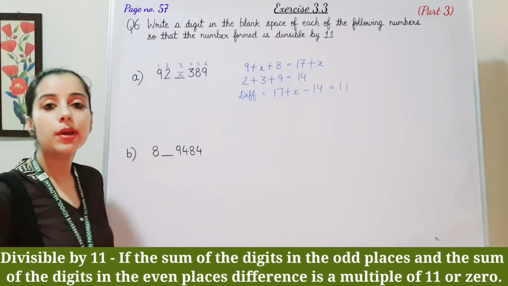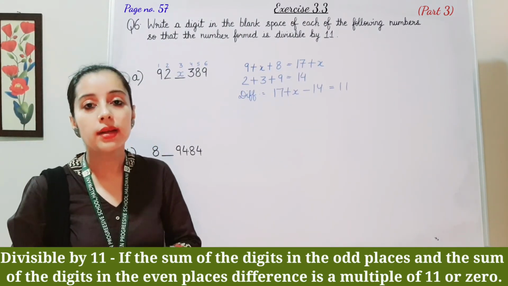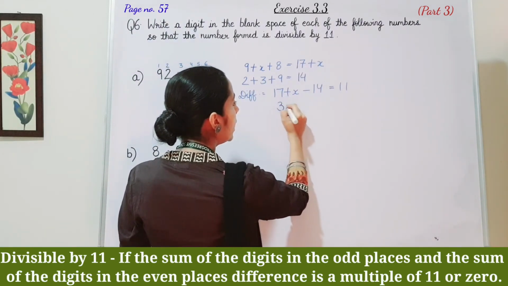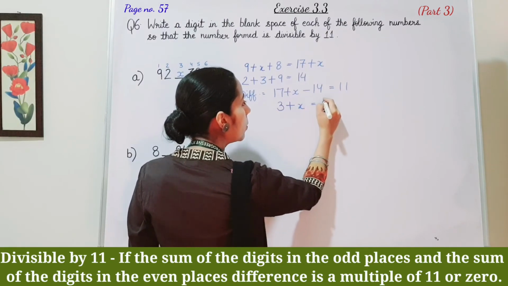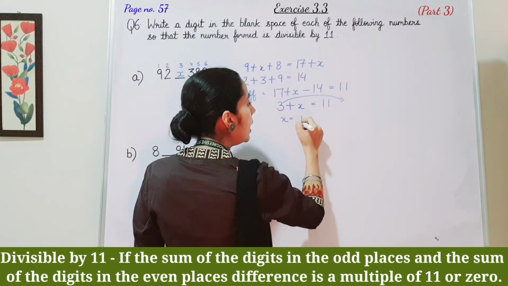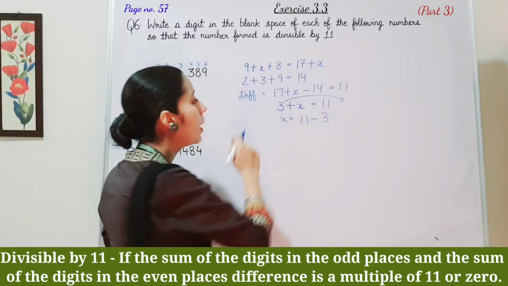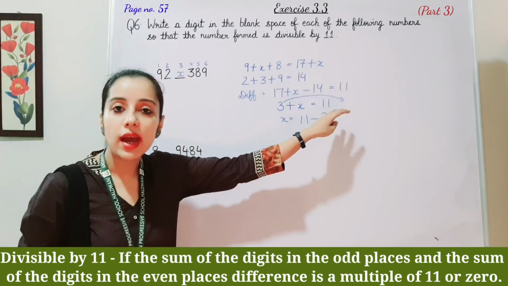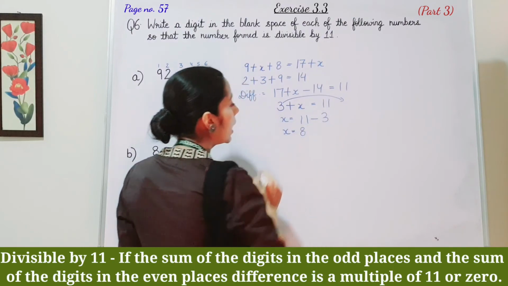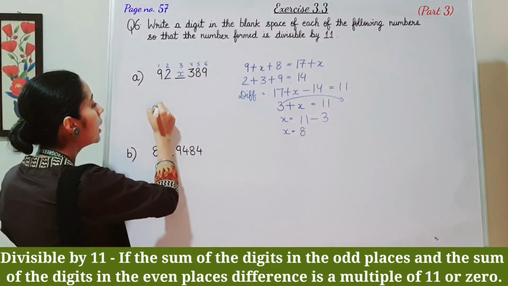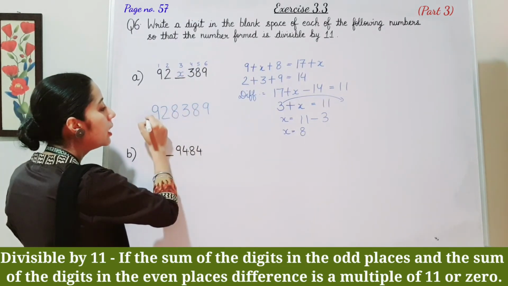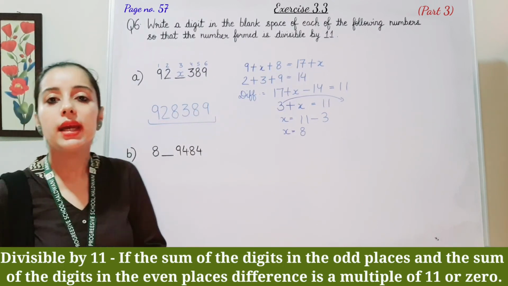So let us find out the value of x. 17 minus 14, 3 plus x is equal to 11. So x is equal to, this 3 will go to this side. 11 minus 3. Here your 3 is plus, it will go towards the right, it will be minus. So 11 minus 3 is 8. So we got the answer. The answer is 92838. If you check, it will be divisible by 11.